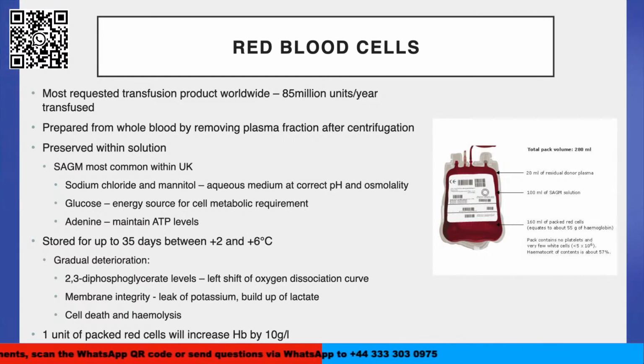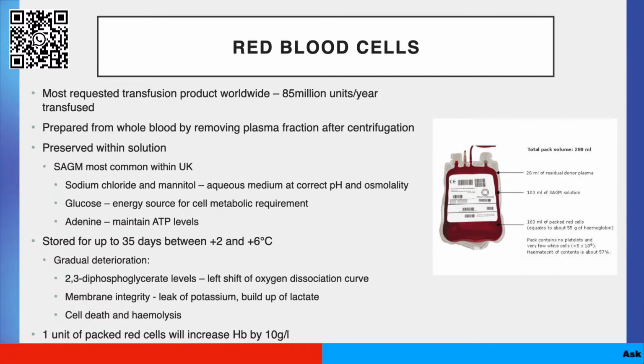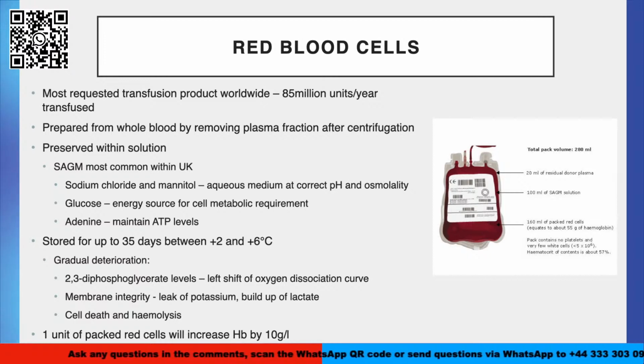However, the cells then undergo gradual deterioration. There is a drop in the 2,3-diphosphoglycerate levels, which leads to a left shift of the oxygen dissociation curve. The membrane integrity deteriorates, leading to a leak of potassium and a buildup of lactate, and some of the cells will die and hemolyse. It's estimated that 1 unit of packed red cells will increase the hemoglobin by 10 grams per litre.